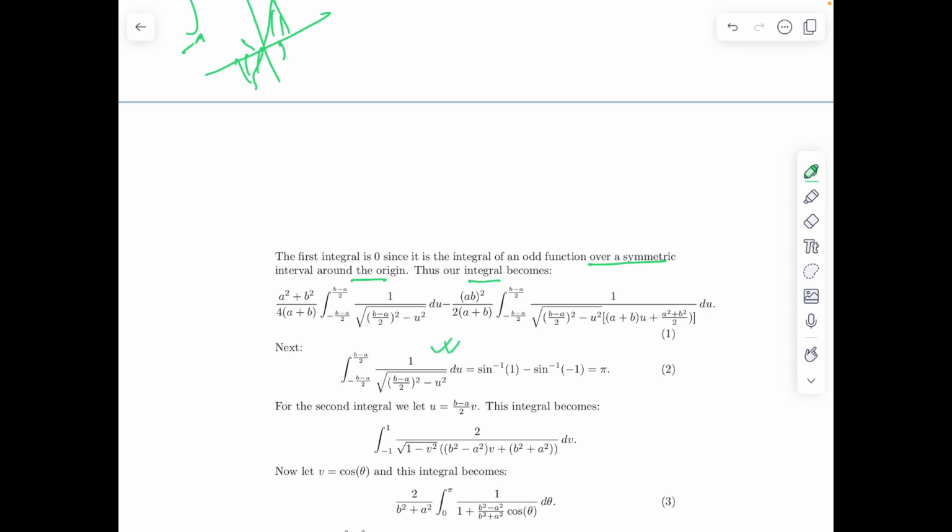And now this can be handled because it's like something alpha square minus u square. So that's sine inverse 1 minus sine inverse minus 1. So that's pi.